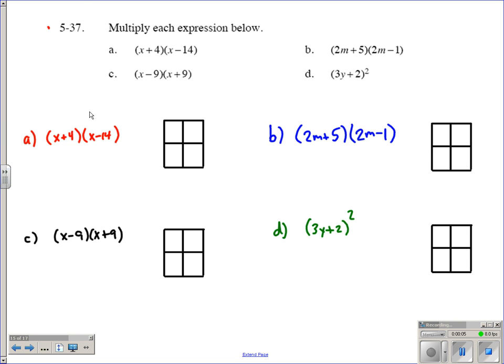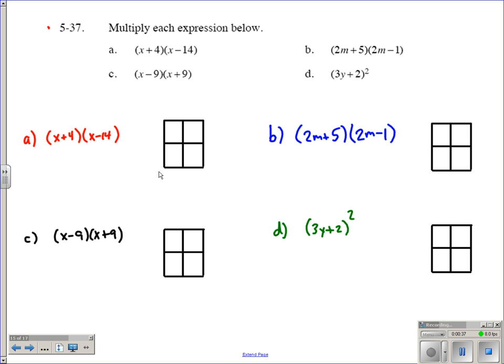Problem 5-37. Multiply each expression below. So once again, just like one of our other recent homework problems, we have 4 individual problems. Each of them is a binomial times a binomial. So if you learned this method by foiling, doing the first, then multiplying the outer, the inner, and then the last terms, you can do that. Or you can use the generic rectangle there to multiply it. So either way, let's get started.